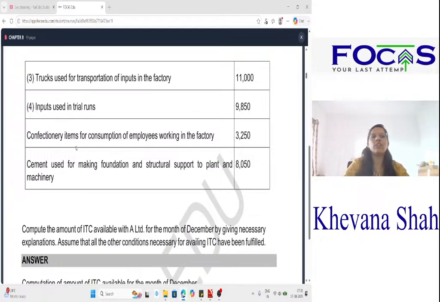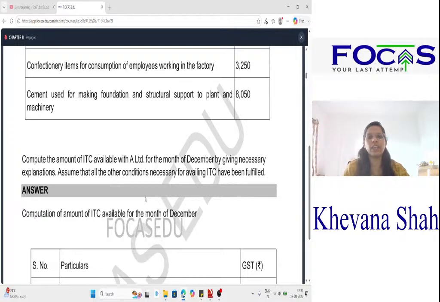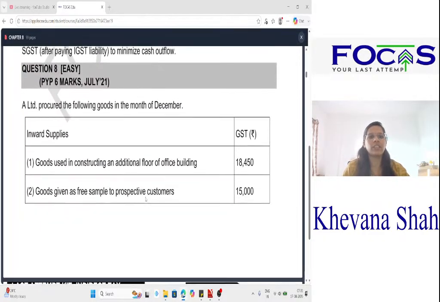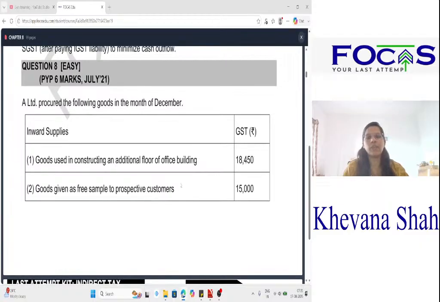And you have cement used for making foundation and structural support to plant and machinery. So now please compute the amount of ITC available with A Limited for the month of December by giving necessary explanations. Assume that all other conditions necessary for availing ITC have been fulfilled. So all of you please calculate what will be the ITC that will be allowed.